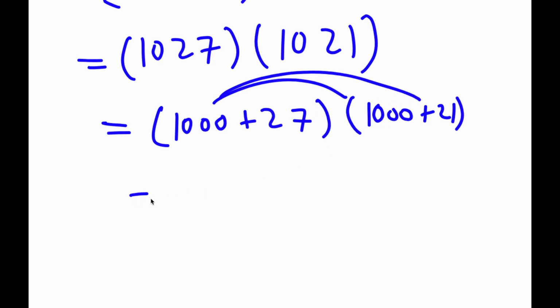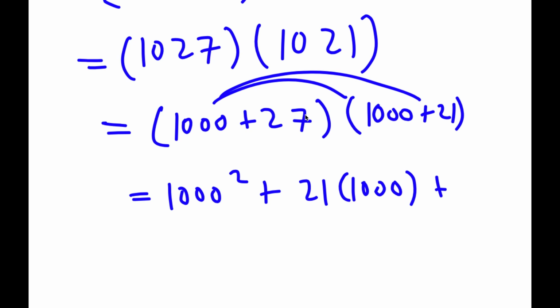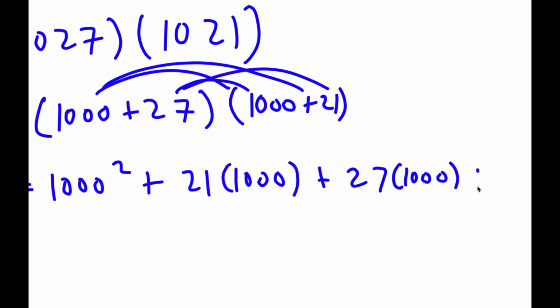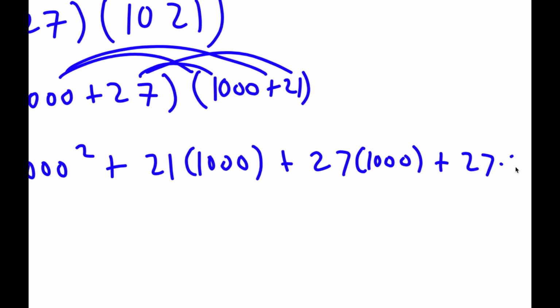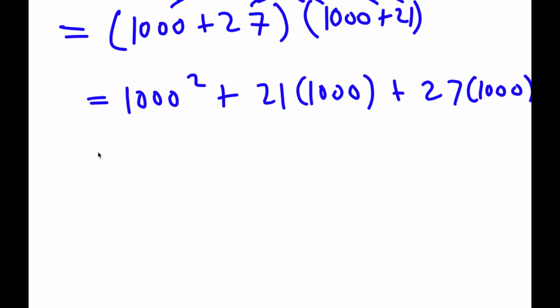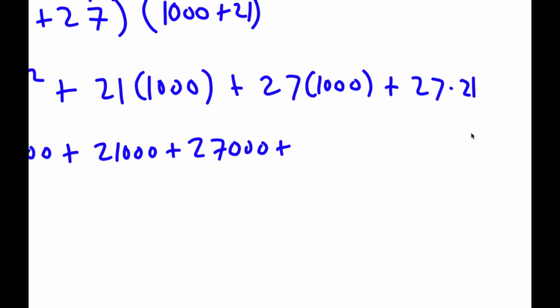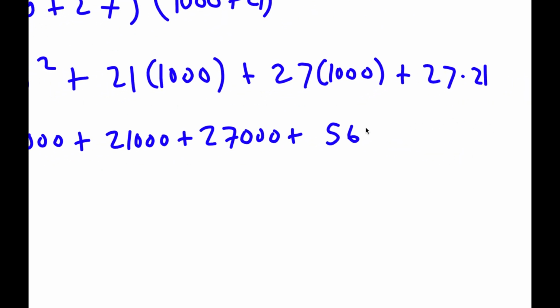So I have 1000 times 1000, which is 1000 squared, plus 1000 times 21, plus now I'm going to distribute the 27. So now I have 27 times 1000 plus, at the end, 27 times 21. So now first off, 1000 squared, that's simply equal to 1 million. 21 times 1000, that's 21,000. 27 times 1000 is 27,000. And finally, 27 times 21, that's going to be 567.